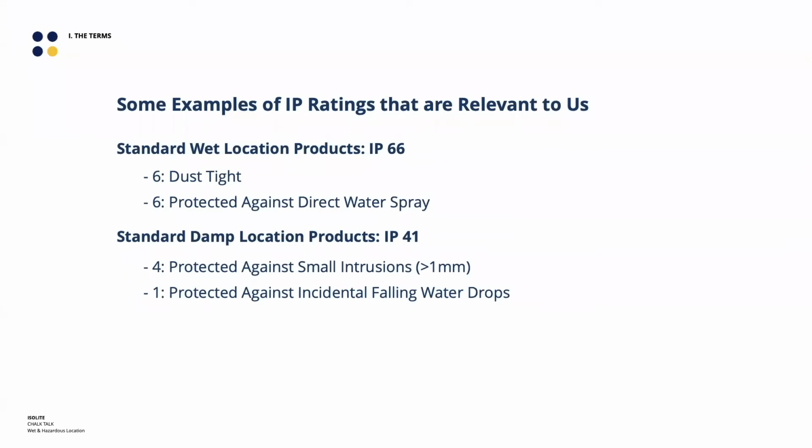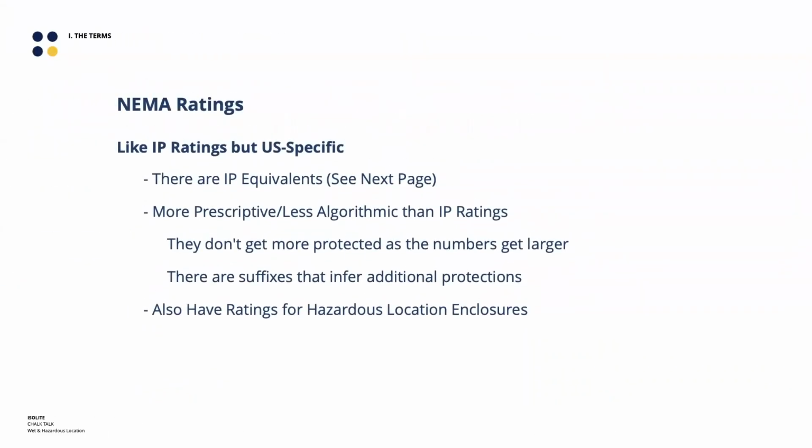The rating that most of those products would be able to carry would be IP41, which is protected against small intrusions and protected against falling water droplets. The thinking there is that if there is condensing water on there, if it falls straight down, that would be okay, but it's definitely not the level of protection that you'd get on an IP66 type product where water could be coming at it from any direction. So those are the ratings you're likely to see from an IP rating perspective. But what is this NEMA rating thing?